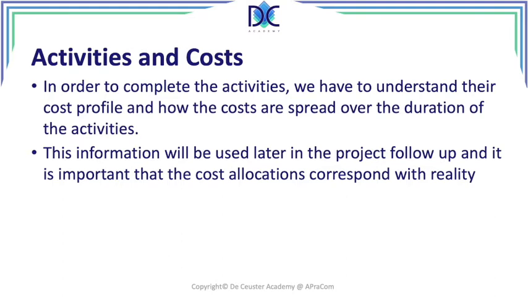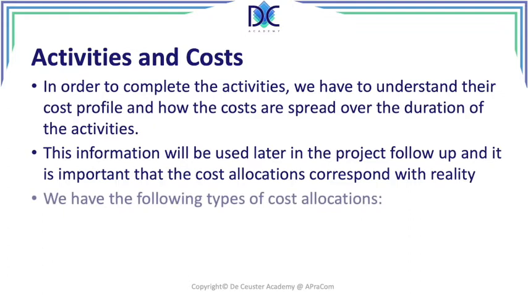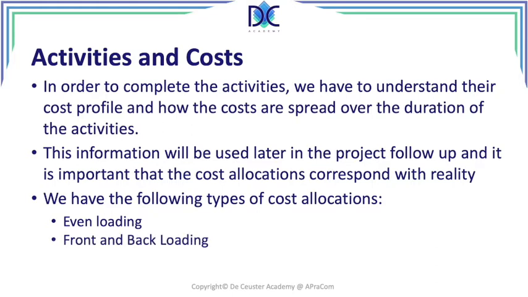And when we look at allocations, there are typically a certain number of cost allocations that we can use. Even allocation, or even loading, means that the same amount is spread over all the periods of the activity. Front and back loading means that we load the cost respectively in the front or in the back. Percentage loading, we have a percentage overview over the different periods of the activity. And then we also have what we call custom loading, which can be the result when we rearrange the allocation of resources, for example, over the activities.